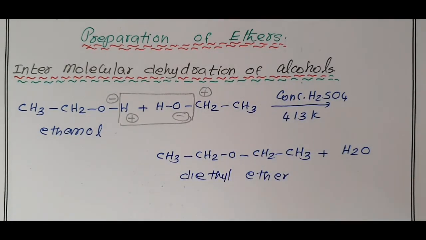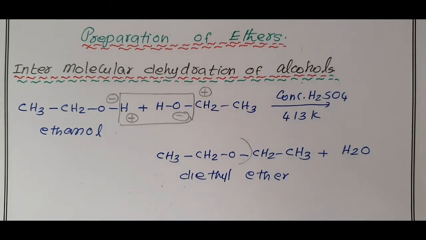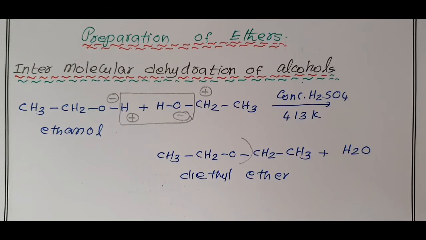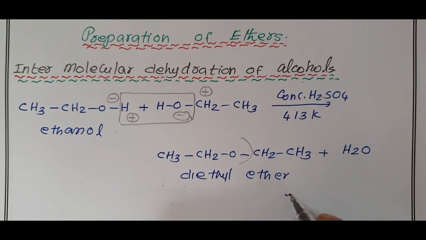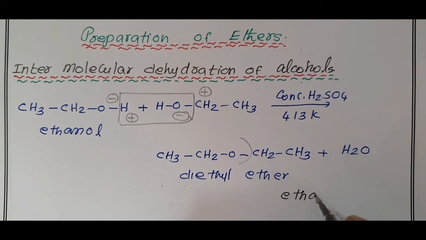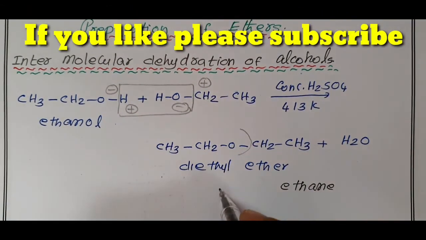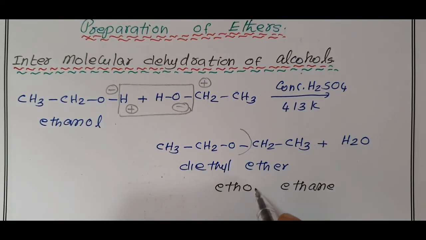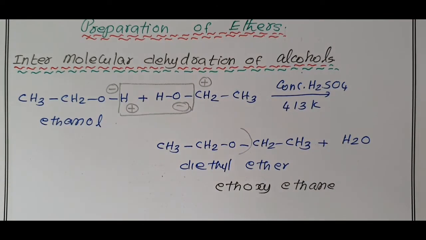For the IUPAC name, we have to add the oxygen atom to the alkyl group containing the lesser number of carbon atoms. Here both alkyl groups contain the same number of carbon atoms, so we can add it to any one alkyl group. 2 carbon, eth, with a carbon single bond, ethane. Here the prefix is eth, with oxygen, oxy, ethoxy ethane. Ethoxyethane is the IUPAC name of diethyl ether.